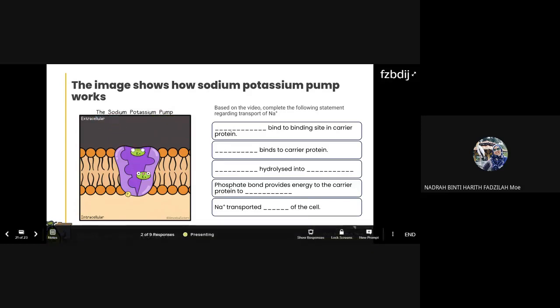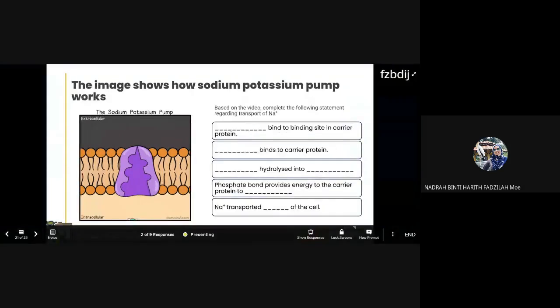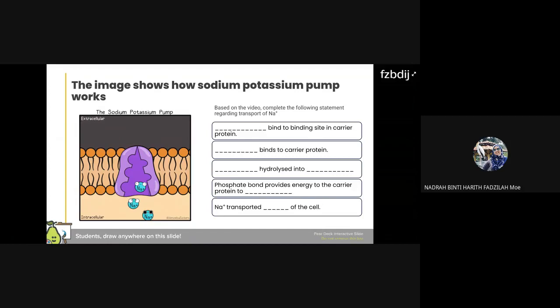Okay, let's see. You have to include the number of substance ya. Oh, saya tak boleh tunjuk lagi, sebab bila saya tunjuk response, animation tu tak bergerak. Kalau nak tengok animation tu bergerak, tengok pada Google Meet ya.